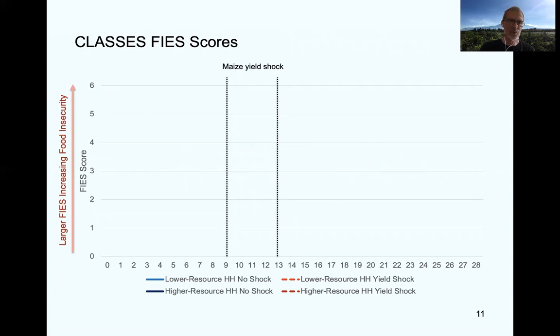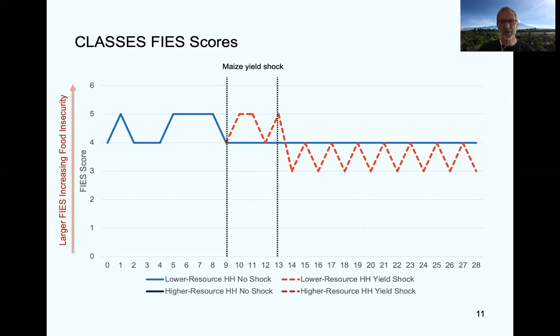If we then also look at another indicator of access, which is this food insecurity experience scale, on this scale, a higher value means more food insecurity. So that's what that shows on the left. And again, the maize yield shock is shown from 9 to 13. For the lower resource household with no shock, their pattern of food insecurity experience looks like this. We would consider this a relatively high value. There is some variation even in the absence of a shock.